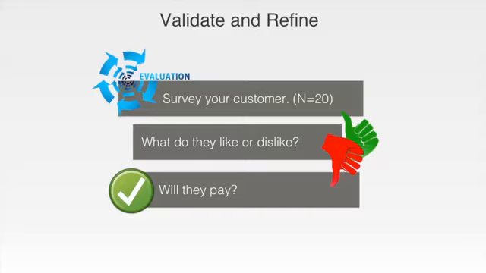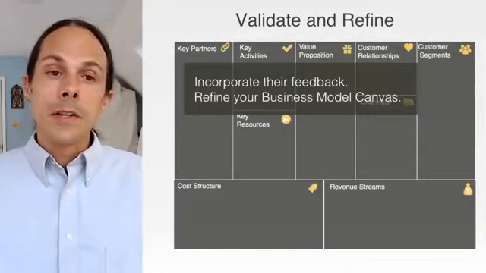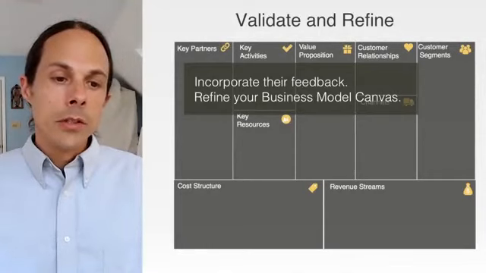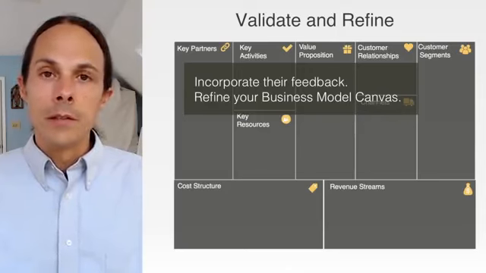So, what do they like, dislike? What are they currently using now? Is it good enough? Why is it not good enough? And then will they pay? Can they pay? What can they pay? So validate and refine. Similarly, as I mentioned in the prior video on the business model canvas, in this process of gaining feedback, you and your team will want to update your business model canvas.